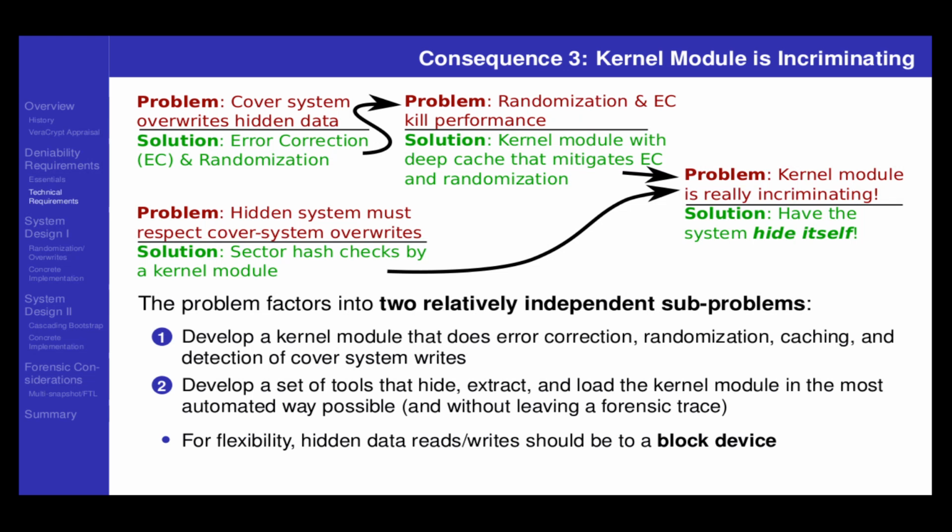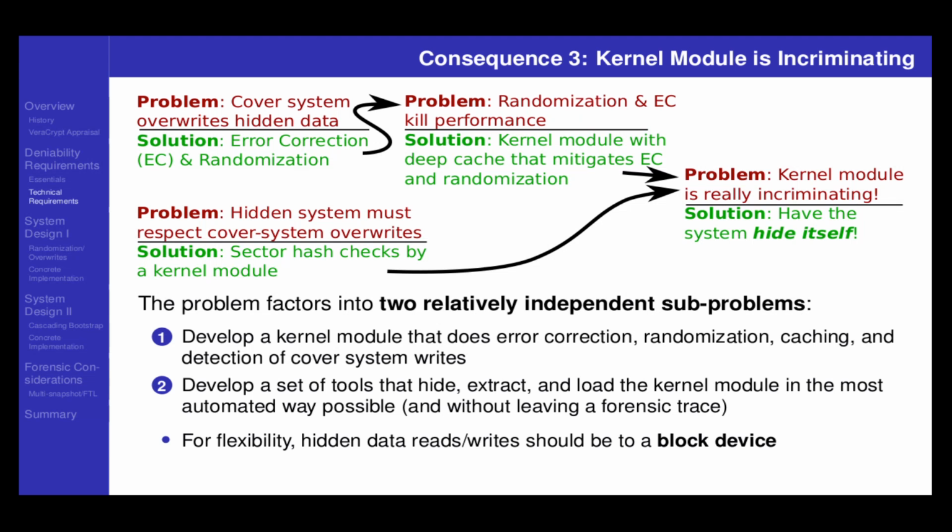The kernel module does all of this error correction. It does all of it, making sure it doesn't overwrite any cover system stuff. It does everything automatically, and what it does is present to the user a really nice, easy to use block device. So you just write to that block device. That's basically it. And you can put a file system, you can put an OS on top of that.